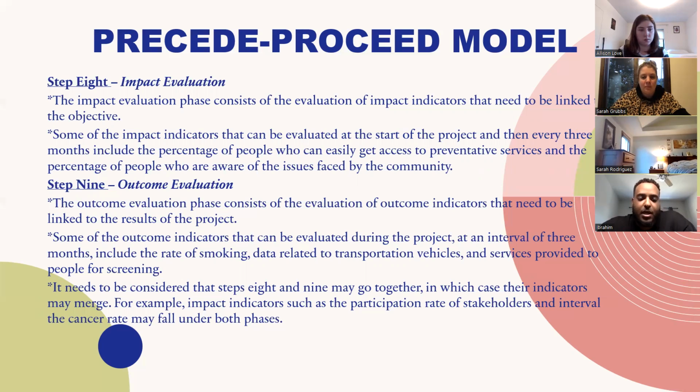In step 9, the phase of outcome evaluation, the study of outcome indicators and the resources and procedures for the verification of relevant indicators take place. This can be done with the help of the study of morbidity and mortality related data. So things to look for here would be the trend of the rate of smoking, data related to transportation and services provided to the people of Booneville for screening. Next slide.